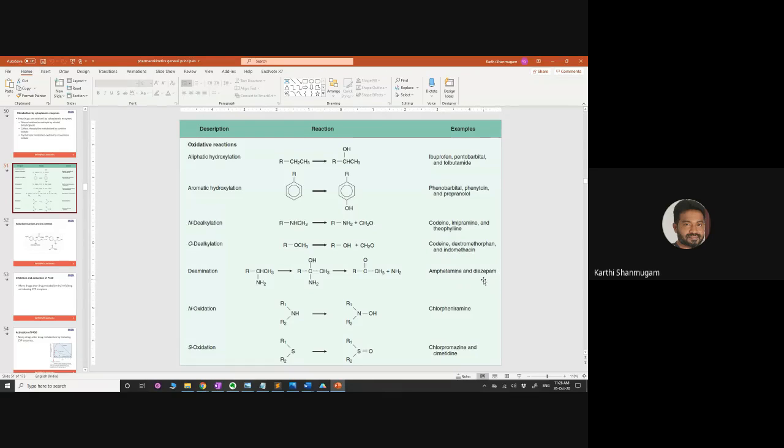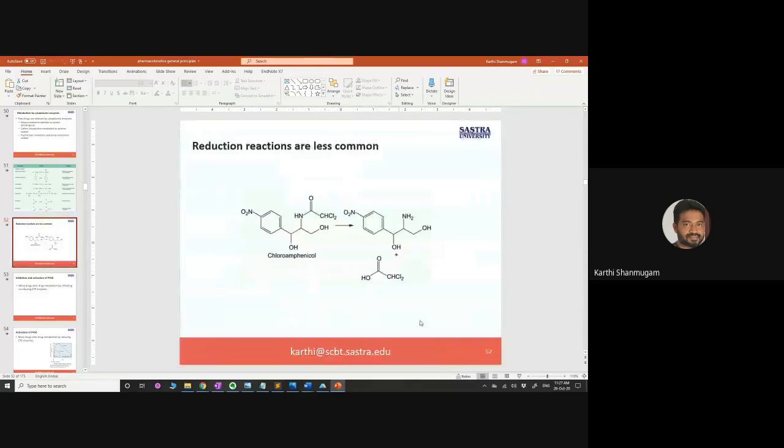And in this you can take diazepam, a very commonly used drug molecule, and you have to explain how deamination is possible. And using this drug molecule you have to explain how N-oxidation is possible. And using cimetidine you have to explain how S-oxidation is possible, right? So before coming for the next session, you should have the answer for how all these drug molecules are metabolized by aliphatic hydroxylation, aromatic hydroxylation, N-dealkylation, O-dealkylation, deamination, N-oxidation or S-oxidation. Okay, so you can take it as homework, right?